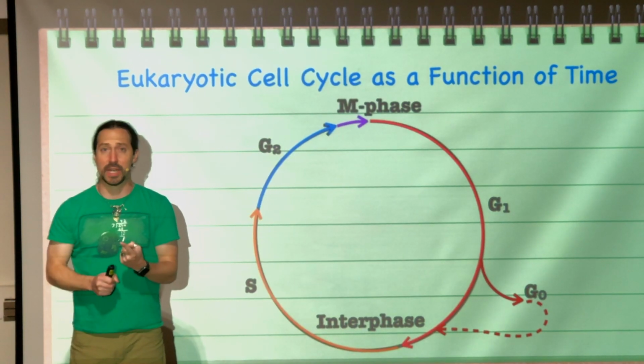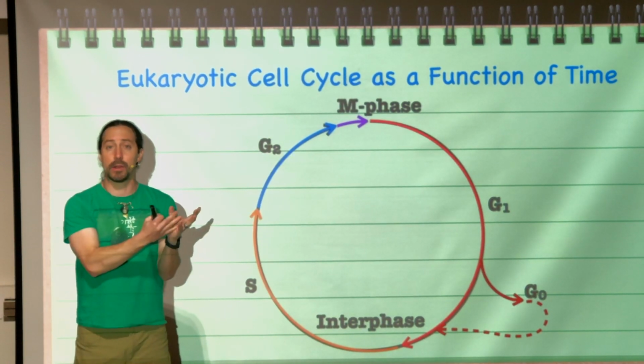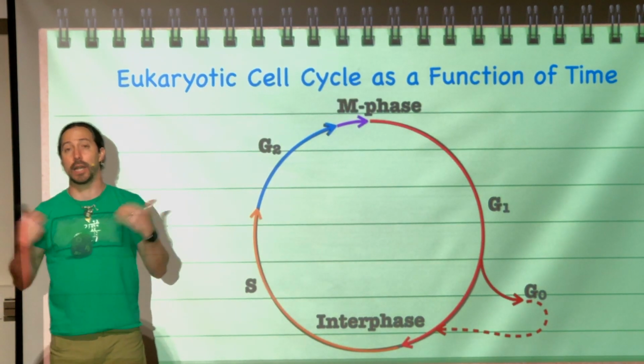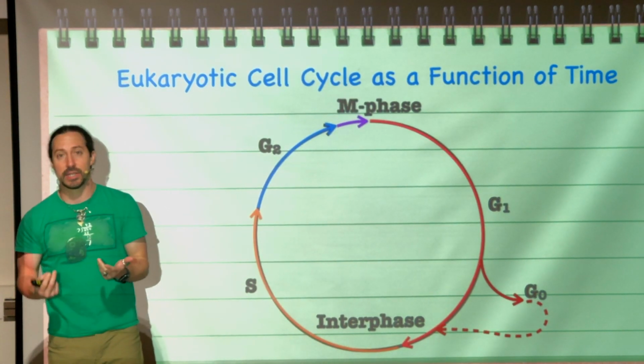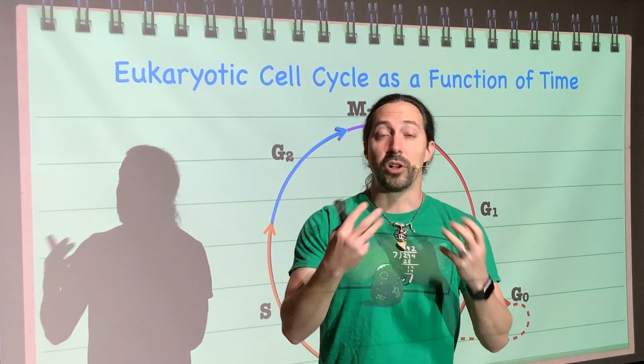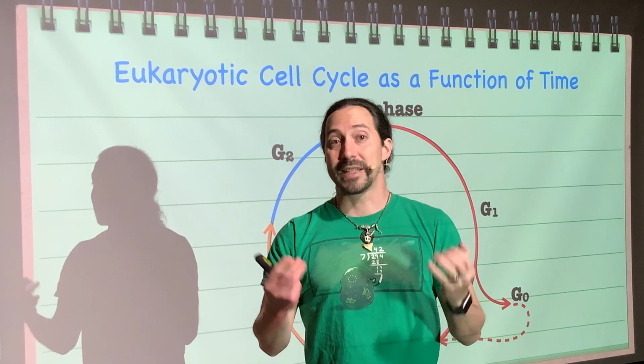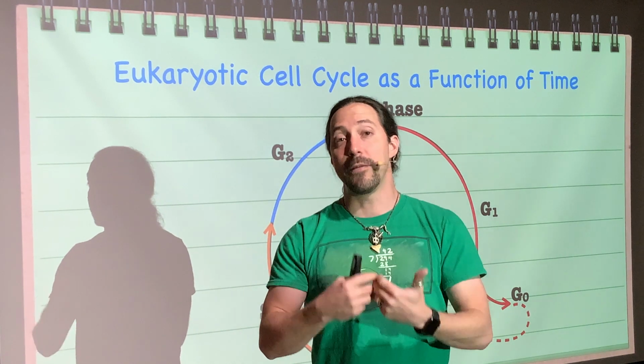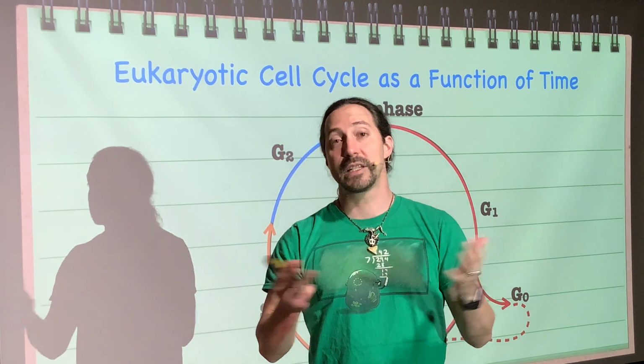A lot of nerve cells, when they enter into gap 0, never exit gap 0. They stay there for the entirety of our life. Heart cells do the same thing. Those cells multiply to a specific number of cells, and then they all enter into gap 0, never to reproduce again for the rest of the organism's life.